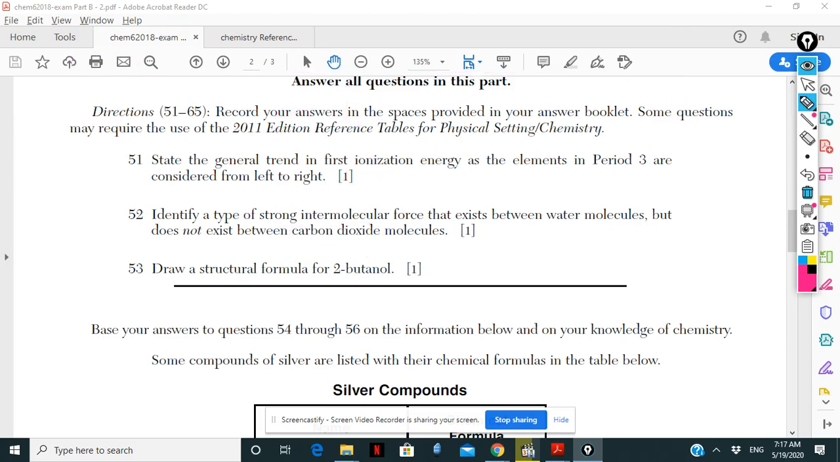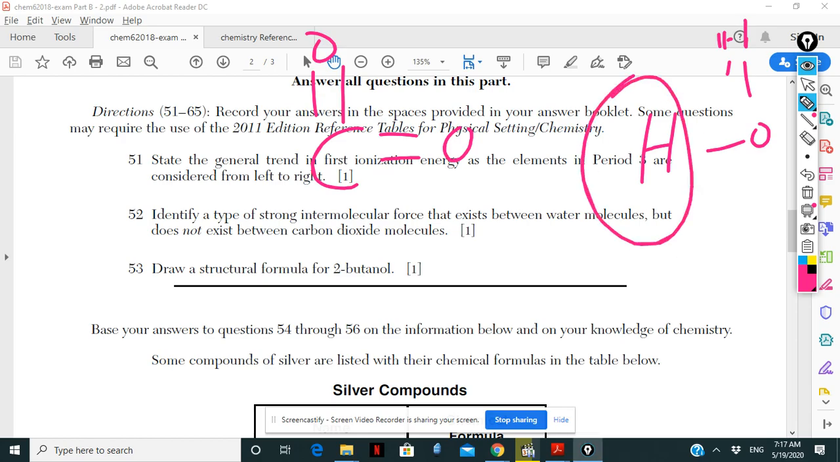Identify a type of strong intermolecular force that exists between neutral molecules but doesn't exist between carbon dioxide. Carbon dioxide is C double bond O double bond O. Water is H-O-H. If you look here, it's clear that we have hydrogen bond, and at the same time partial negative and partial positive. Here I don't have that, so I have dipole and I have hydrogen bond, and this doesn't exist in carbon dioxide.